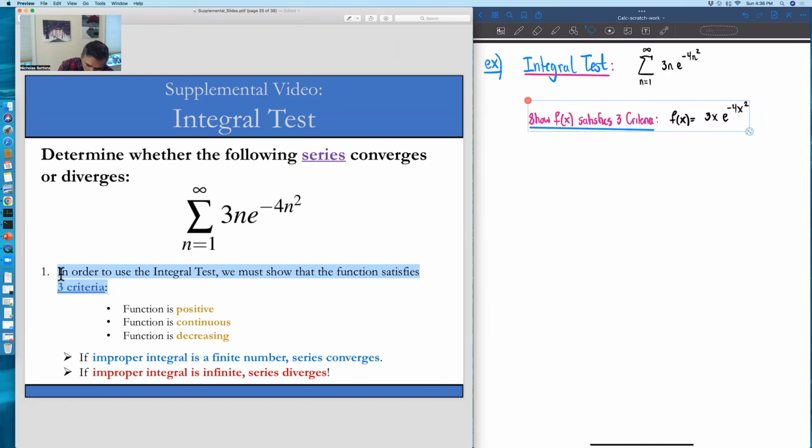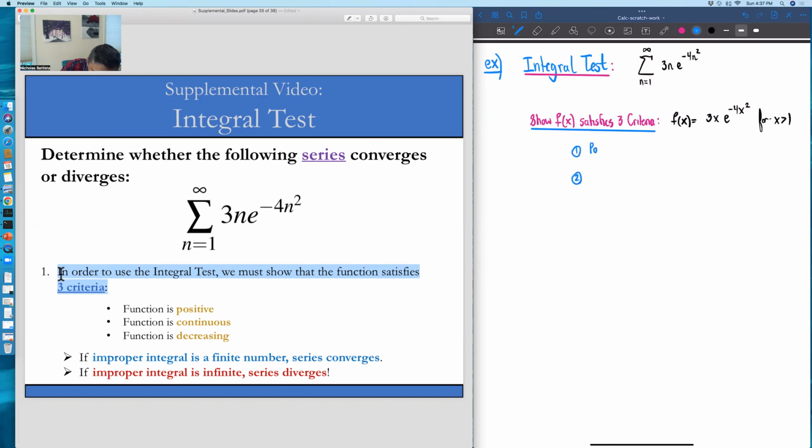So for this particular problem, the series function is going to be the function inside of our series, but basically with the n's replaced by x's. So we're thinking of x as a real variable that's more or less continuous. And we're thinking about this starting from x equals 1 and going towards infinity, because our series is starting off at n equals 1. So what we need to do is test three criteria.